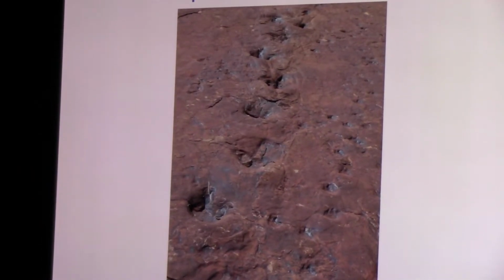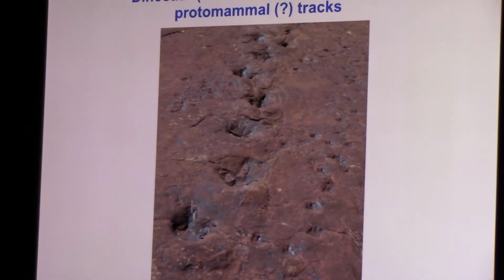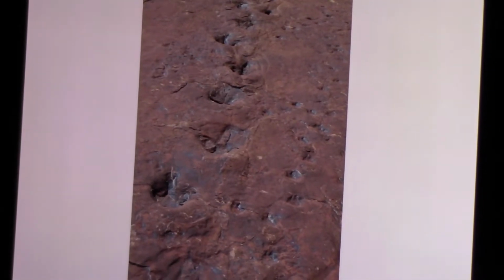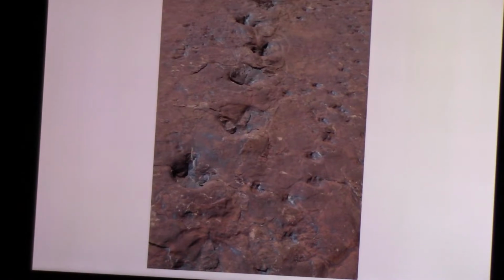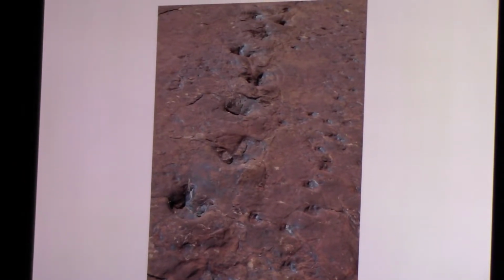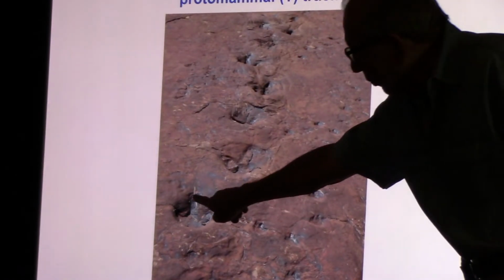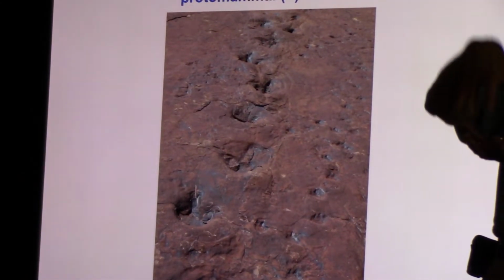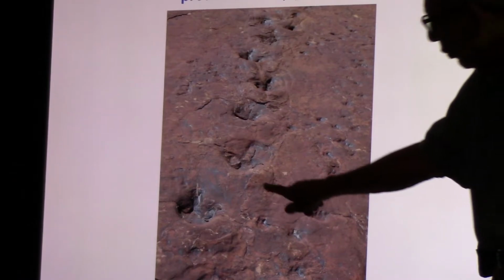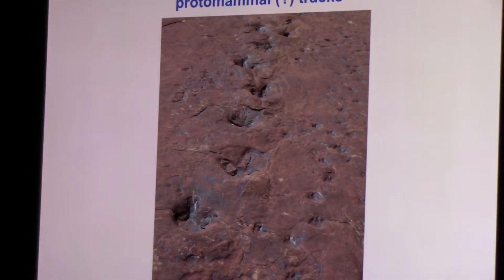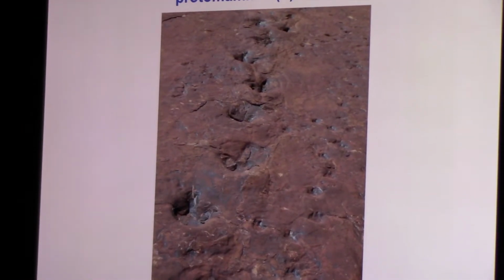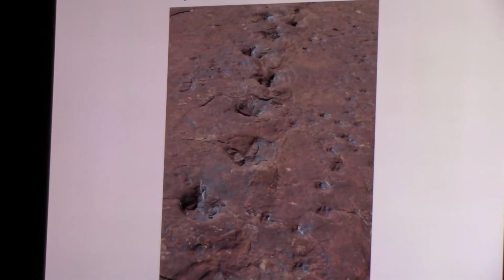The BLM doesn't want anybody going there because they're afraid that some idiots will go and... Yeah. Already somebody did it. Somebody put plaster of Paris in one of the best footprints to make a cast, and he ruined the track. So people are idiots, you know, and so I can understand.